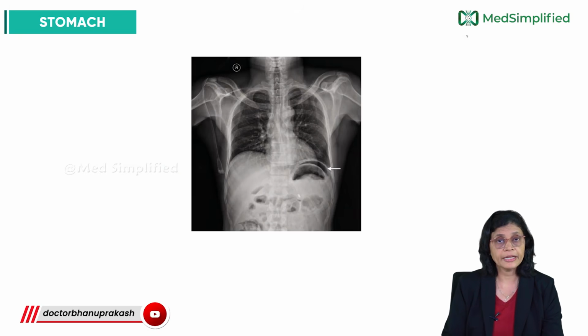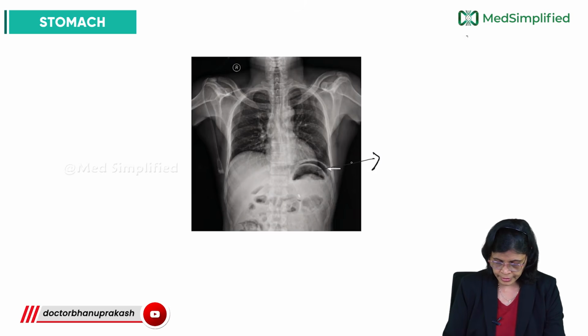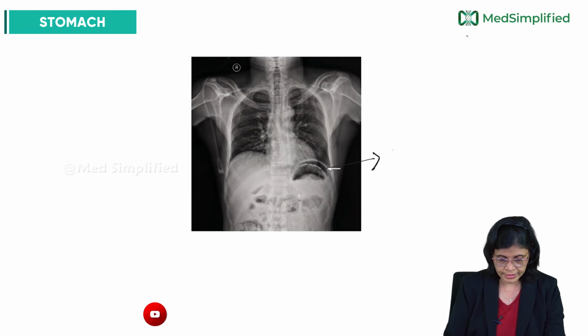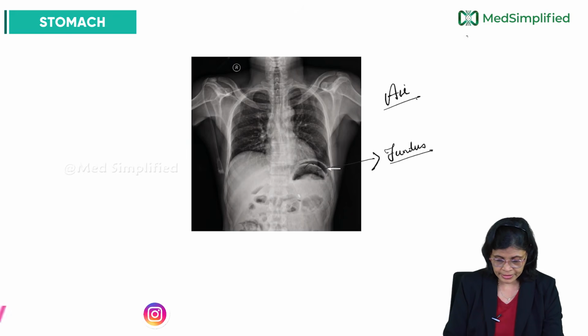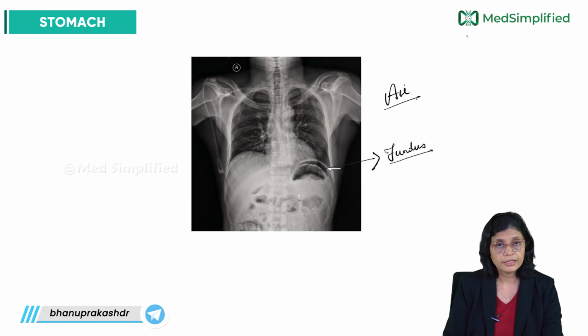When we take a plain X-ray of the abdominal region, this is how we see it. This part here is the fundus. The fundus is usually air filled, even when the stomach is empty. So this appears as the fundic shadow in an X-ray. This is the normal appearance of the stomach.